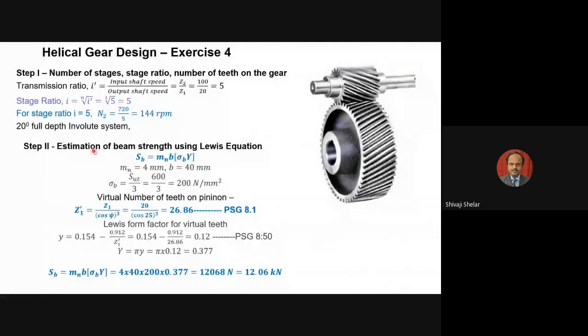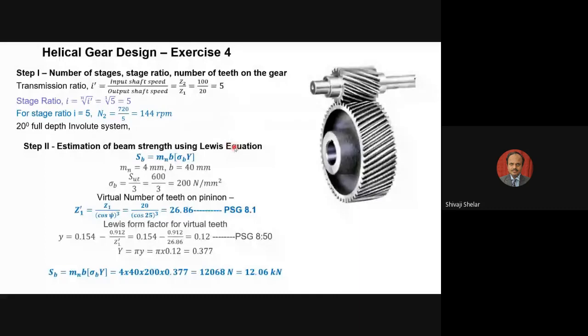That is, step 2 is estimation of beam strength using the Lewis equation. Now this Lewis equation we have to use for helical gear. So I have written the Lewis equation for helical gear, that is S_B equals m_n b sigma_B Y. Okay, go step by step. That is what is required here for each step.